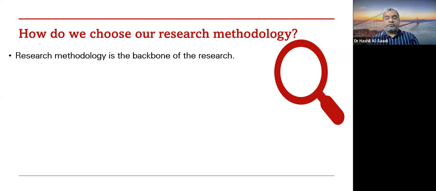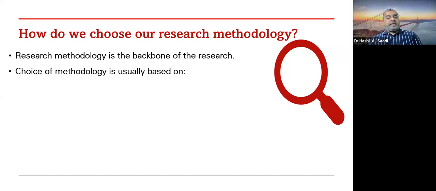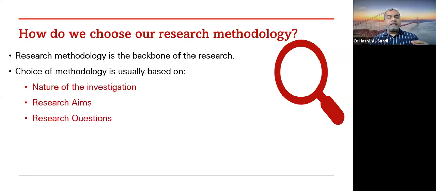The first point you see on your screen is that research methodology is the backbone of any research. The choice of methodology will be based on a number of things: the nature of the investigation, the research aims, and of course your research questions. It depends on the kind of investigation. Is it of a quantitative nature? Is it of a qualitative nature? Or could it be both? Then we look at your research aims, and from the research aims we formulate our research questions. You see what I mean?